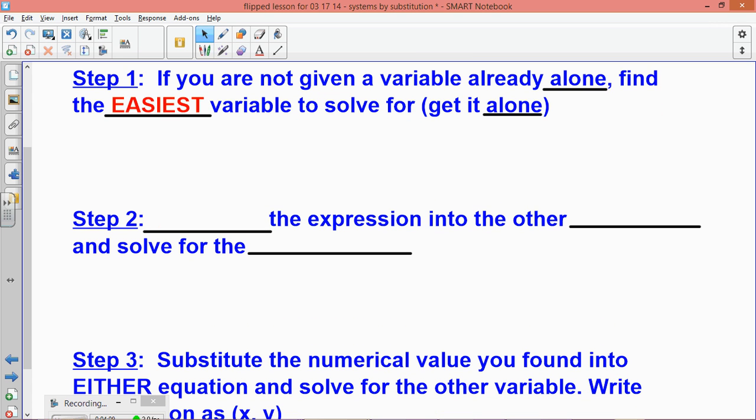The next step is to substitute the expression into the other equation and solve for the variable. Copy down those words. Don't worry about the fact that many of you have no clue what I'm talking about right now. You will when we do this. Okay, I'm actually going to go on, and we're going to do step two.